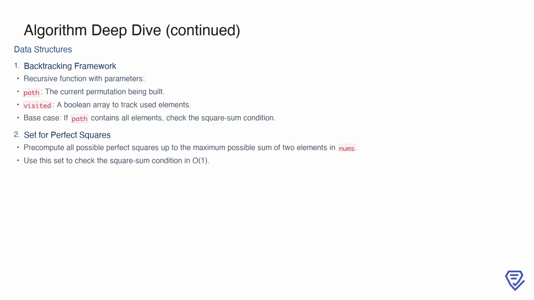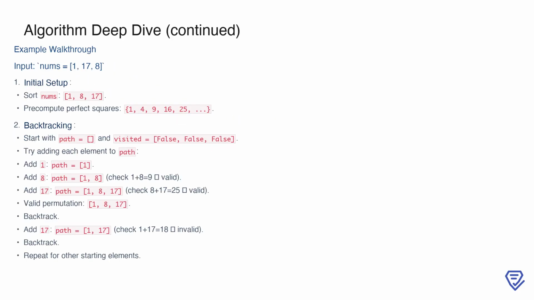This allows us to check whether a sum is a perfect square in constant time, O(1). Pre-computing these perfect squares helps make the algorithm more efficient by eliminating the need to compute square roots repeatedly during the backtracking process. Let's walk through an example to see the algorithm in action.